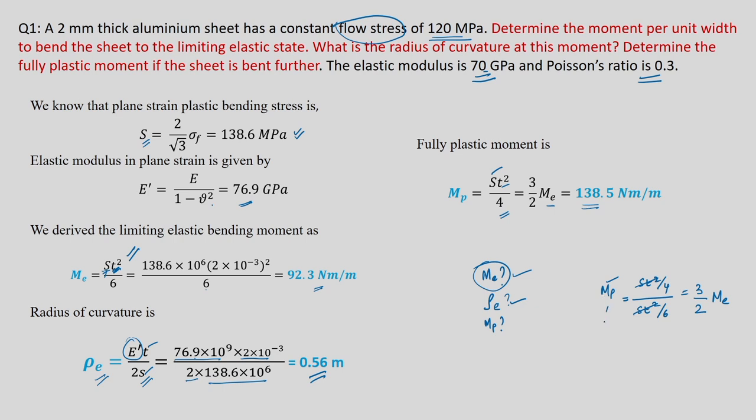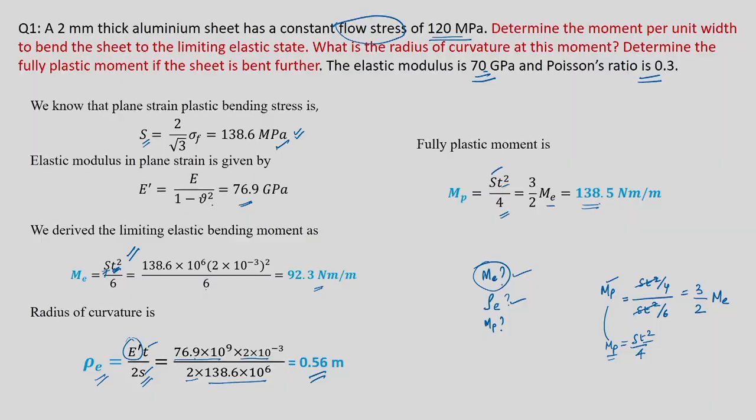Or you can directly get MP as ST square by 4. You can substitute all the values here, you will get the same value. S is given here, T is already given as 2 mm, use consistent units, finally you will get MP. Either way it is fine. So, in this way, we can find out moment per unit width for the limiting case, the radius of curvature at this stage, and the plastic moment with whatever we have discussed until now. These derivations are already done.